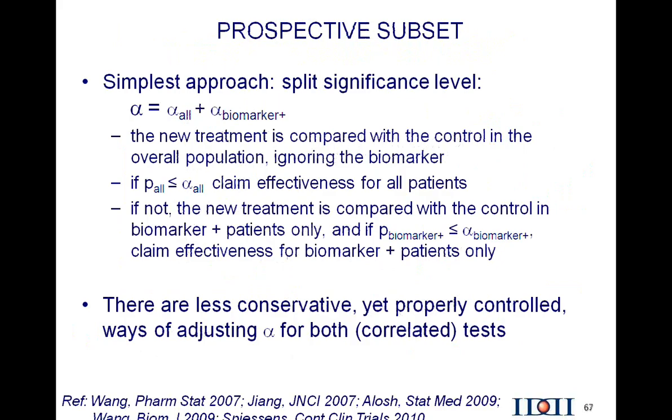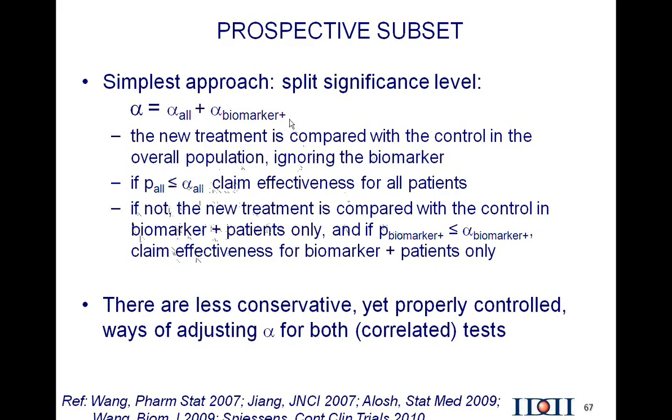Another approach, and this will be the final design we discuss today, another approach to confirm or to validate a predictive biomarker is to use a prospective subset approach. And here the idea is to test the hypothesis overall in all patients, and also to test the hypothesis in the biomarker positive subset in whom we believe that there will be a larger treatment effect. So we will do two comparisons at the end of the trial. First, an overall comparison ignoring the biomarker, and second, a comparison only in the biomarker positive patients.